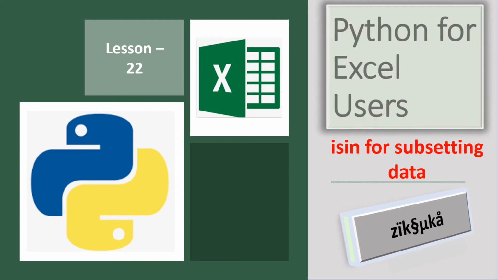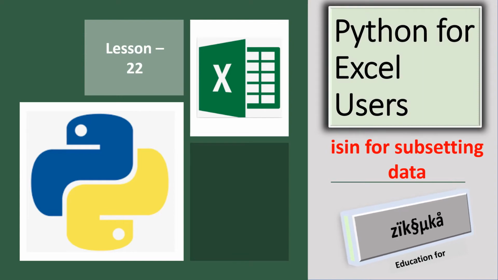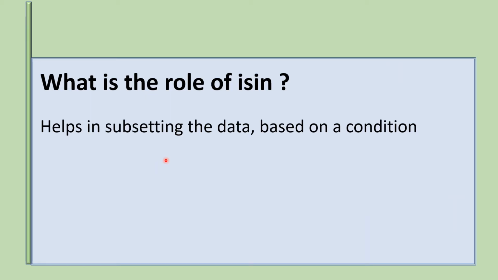Hi all. In the current session we will be covering the isin parameter. isin is basically a function that is used for subsetting of the data frame based on a logical operation applied on a single column.